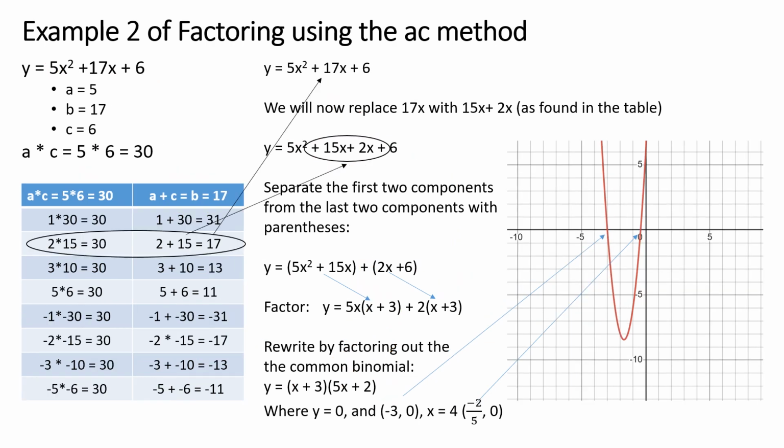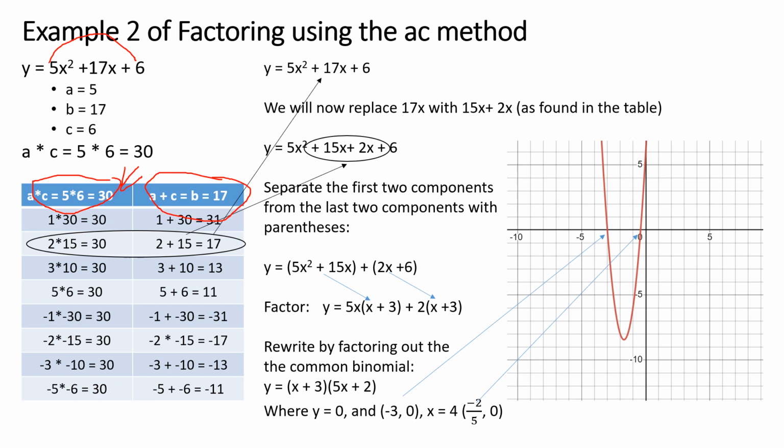So one more here. y equals 5x squared plus 17x plus 6. Use the AC method. A times C is 5 times 6, which is 30. And my B is 17. And down here, I put all the factors that give me 30. 1 times 30, 2 times 15, 3 times 10, 5 times 6, and the negative versions of those.